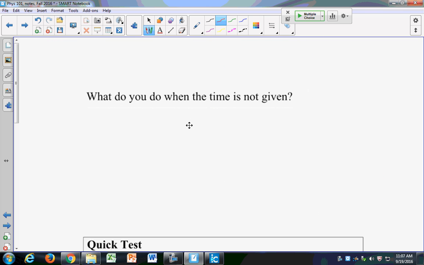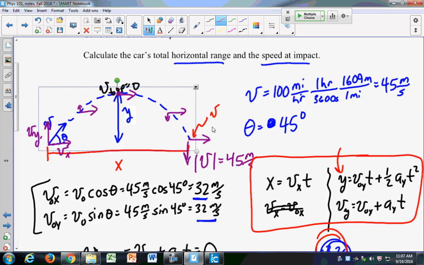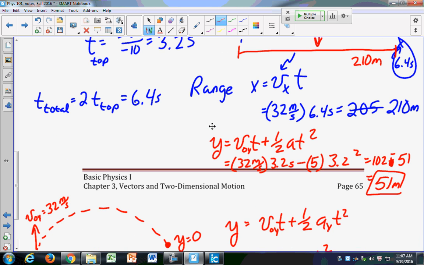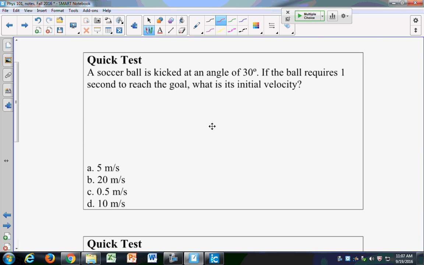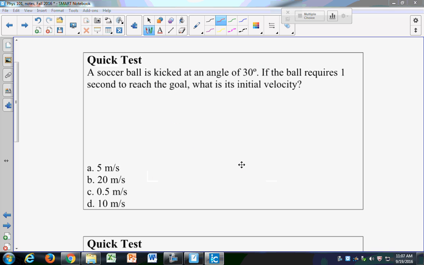All right, let's do some of these practice problems. Page 66. We'll try this first one. Soccer ball is kicked at an angle of 30 degrees. If it requires 1 second to reach the goal, what is its initial velocity? It's a little bit different than what we've done, but think about what you know.